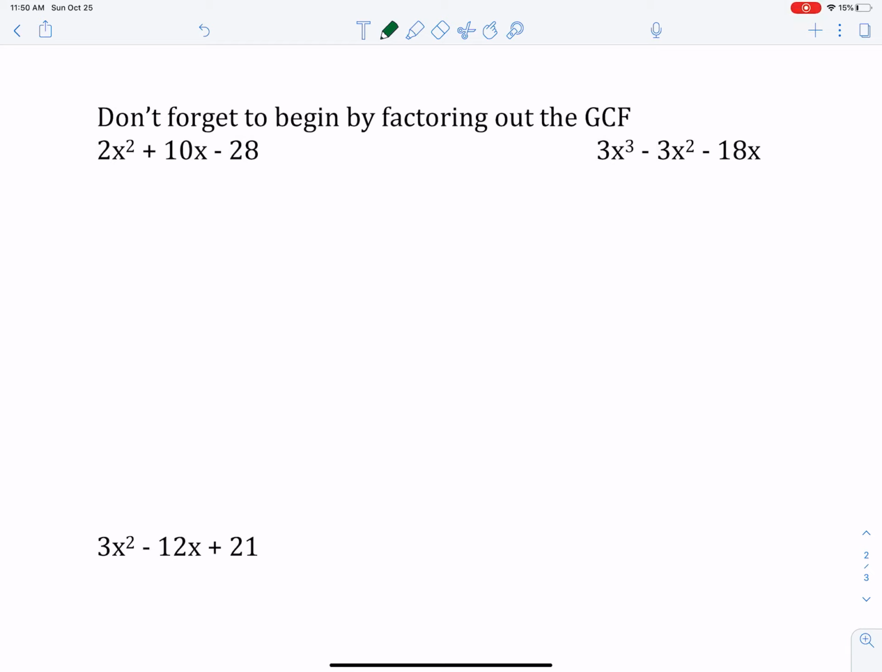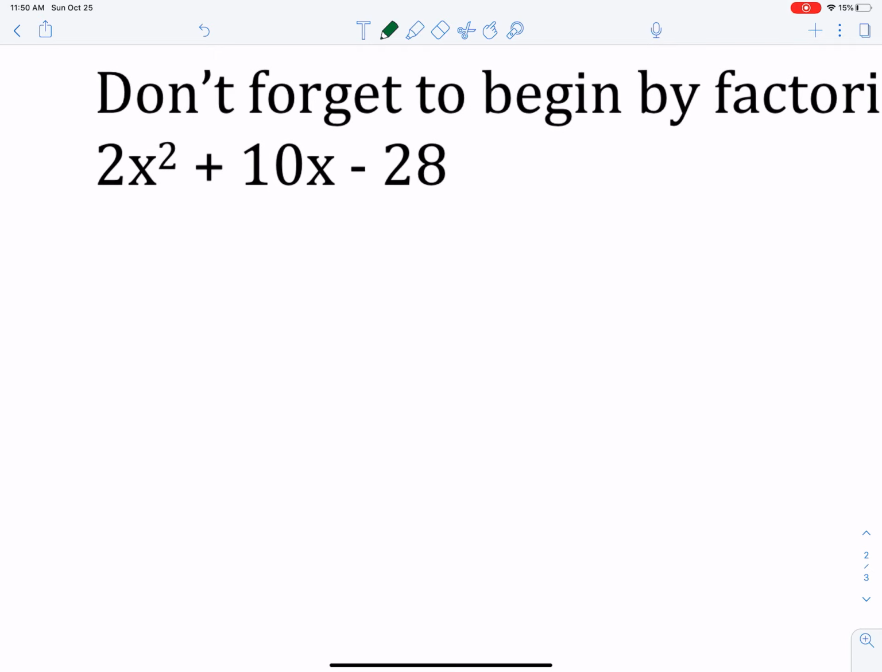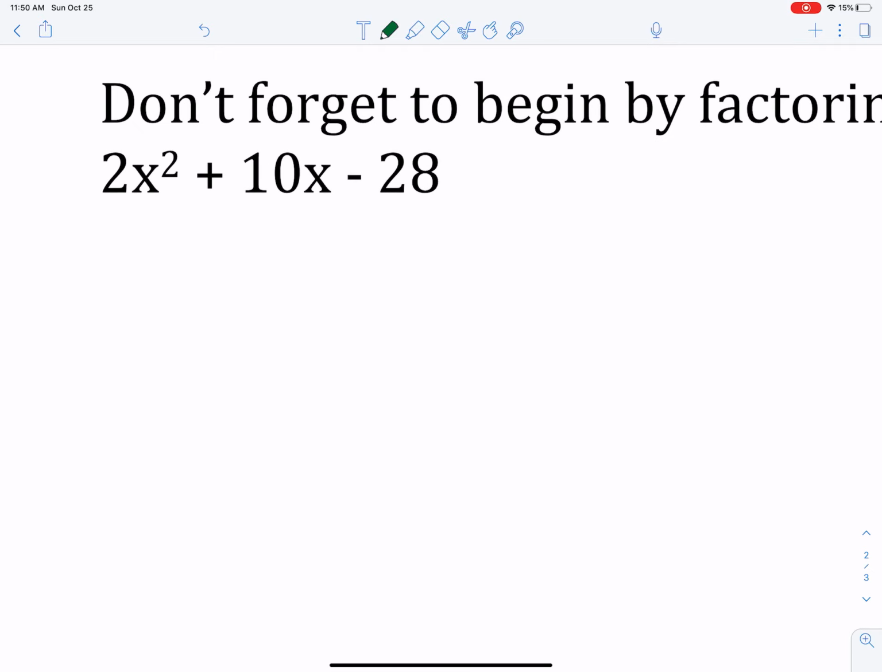Now remember something I said in our previous section: you should always start factoring problems by looking to see if there's a greatest common factor to factor out, and then see if you can factor what's left. So looking at our first problem on this page, 2x squared plus 10x minus 28. There's no variables that are in every term, but all of those terms have something even. They're all divisible by 2. So my first step is going to be to factor out a 2 from every term.